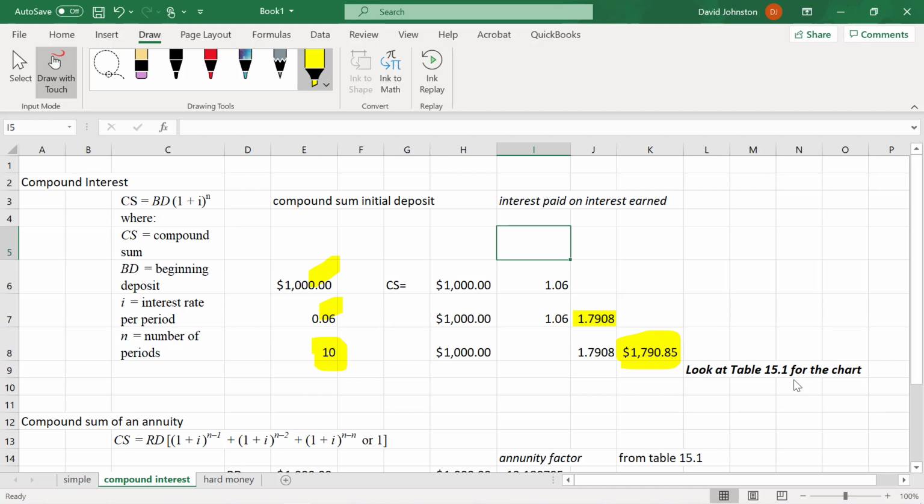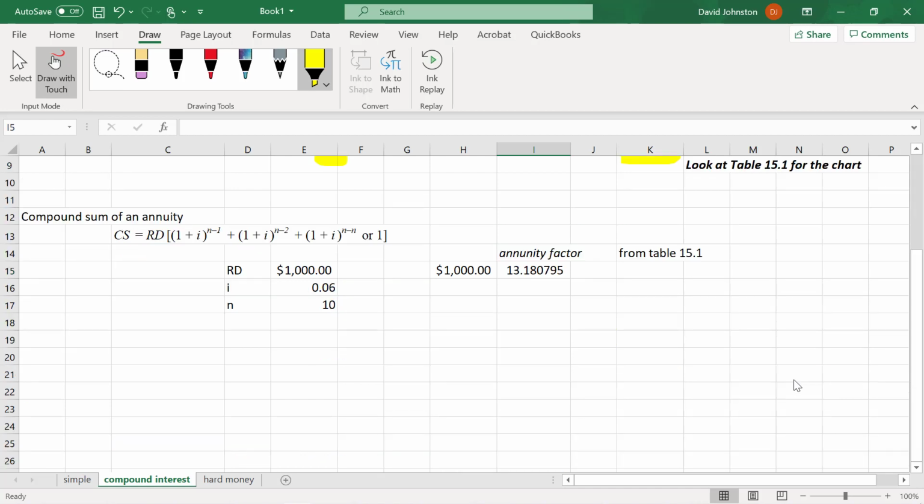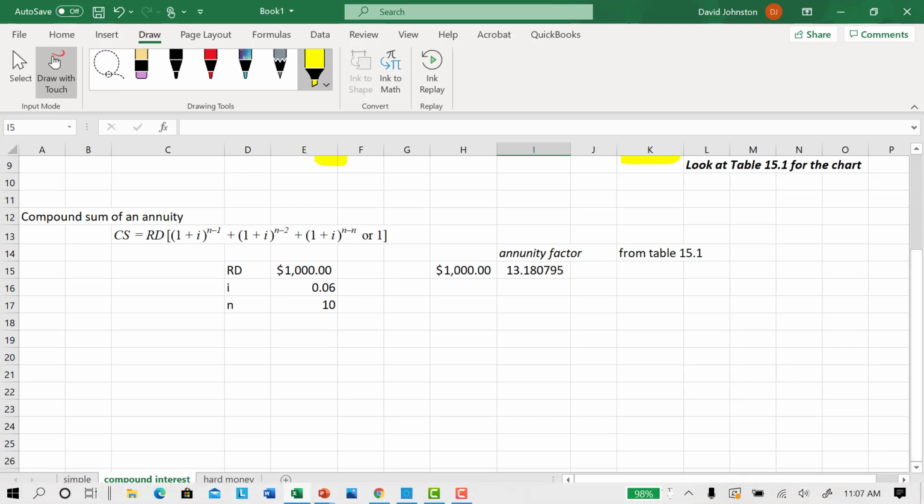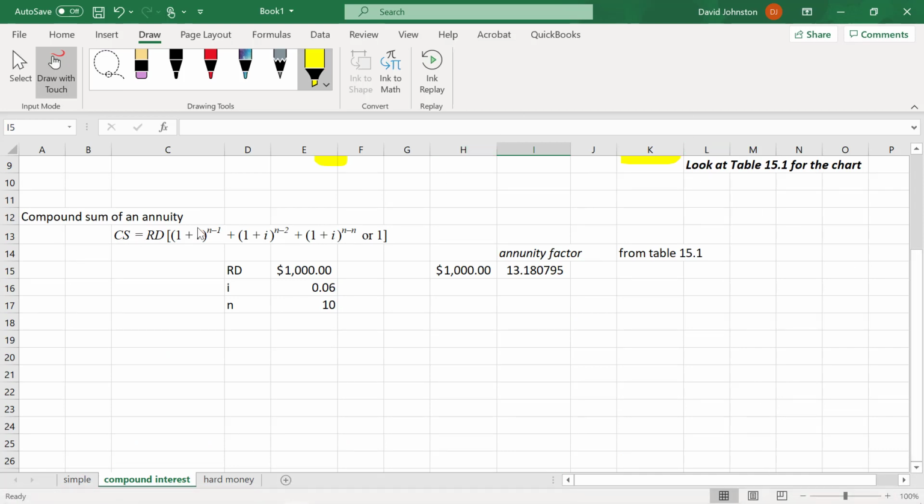So that's compound interest. So here's another example of investment, and it's a compound sum of an annuity. And what that means is you're going to make regular payments. In the other scenario, we put $1,000 in one time, and we let our 6% interest grow on the interest earned, and it came out to $1,700 basically.